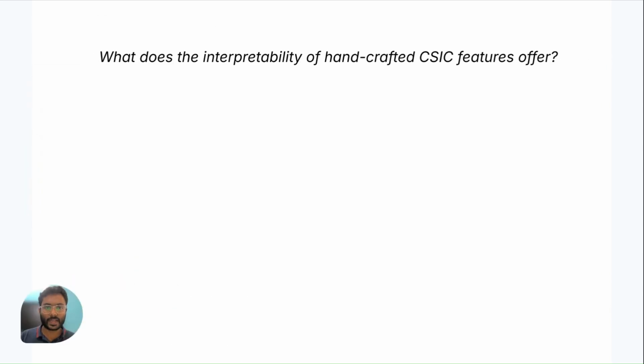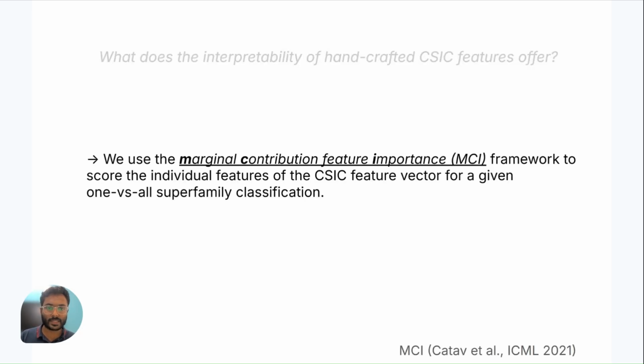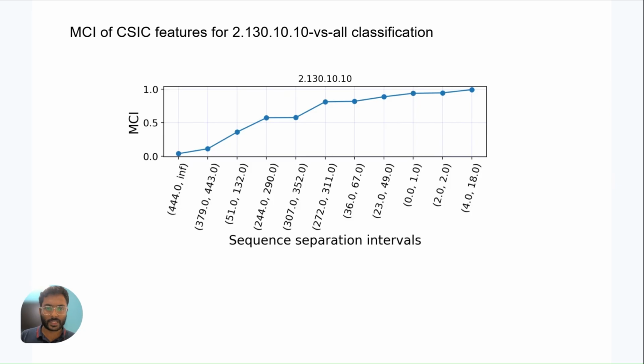But what does the interpretability of handcrafted CSIC features offer? To answer this, we use the marginal contribution feature importance or MCI framework to score the individual features of the CSIC feature vector for a given one versus all superfamily classification. We look at the MCI scores of the CSIC features for a given one versus all task, particularly for the superfamily 2.130.10.10.